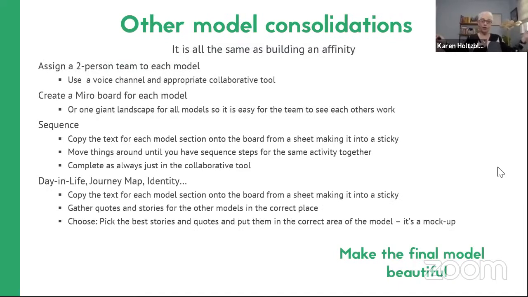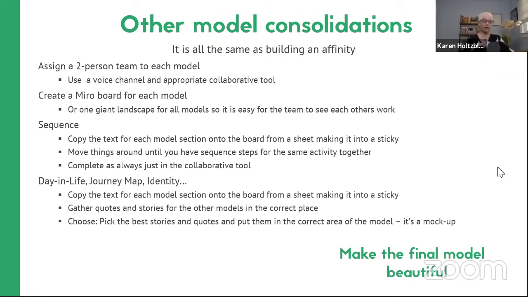Okay, day in the life, journey maps, identity models, all the same. You're going to copy the text from the sheet. You're going to paste it in and you're going to have little movable objects. You're going to put a little V for identity model in Miro, make a line, and you can start sticking things where you think they should go, or if you don't know. Again, you're going to start with the models that have the most information, and then you're going to check the other ones, but we're using small numbers in any case.